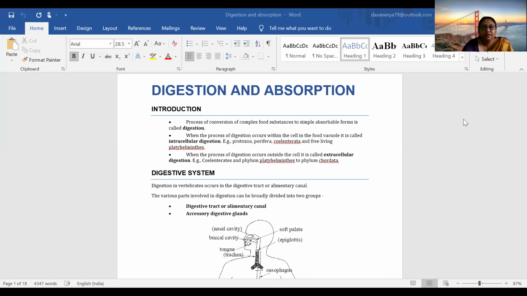Now, the thing is that this chapter is very important. I wish to ask once again you people only, what is the significance of digestion and absorption in human life? Why we require digestion and absorption?